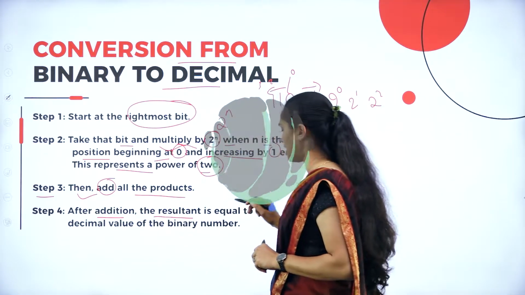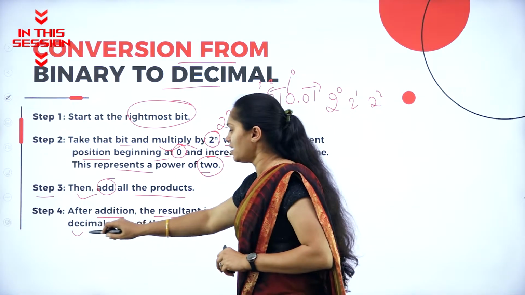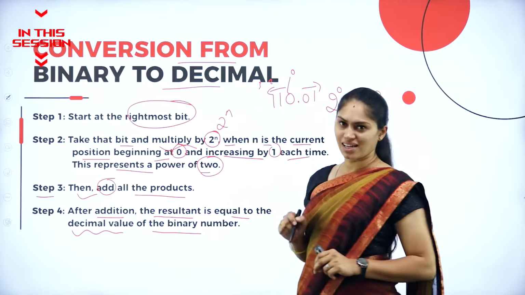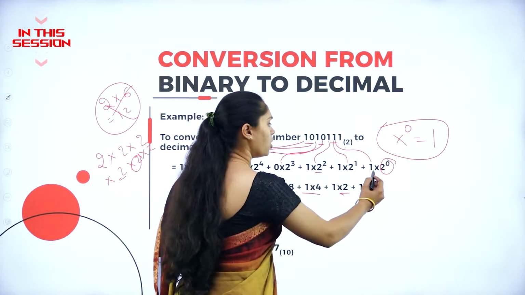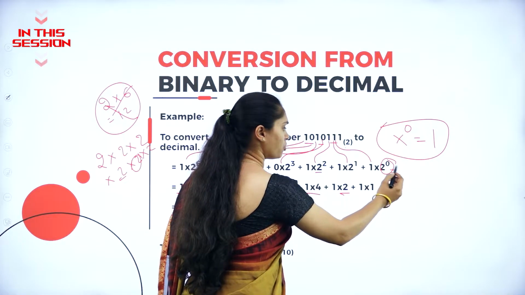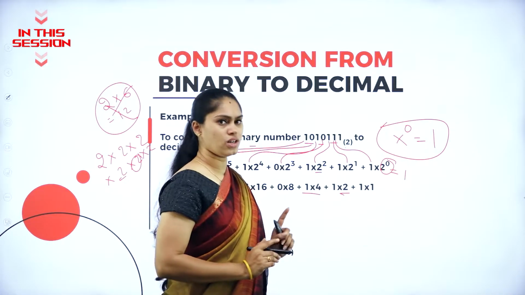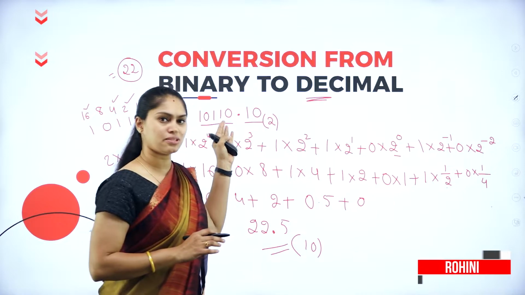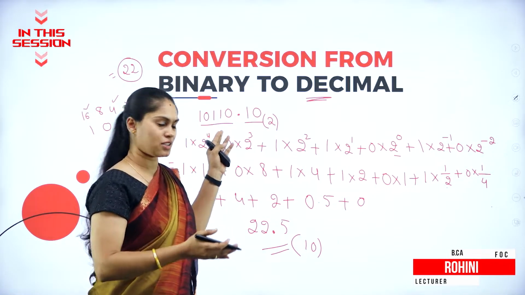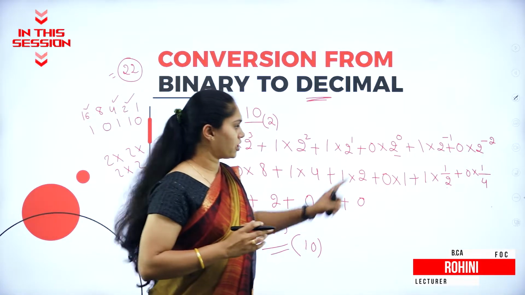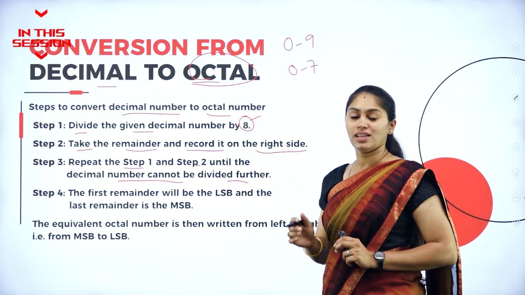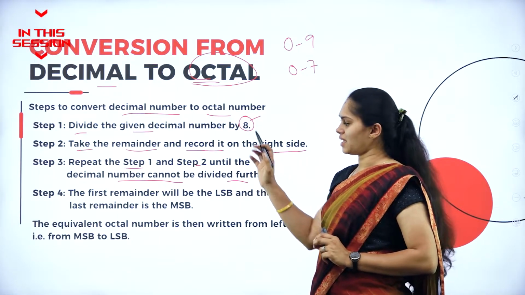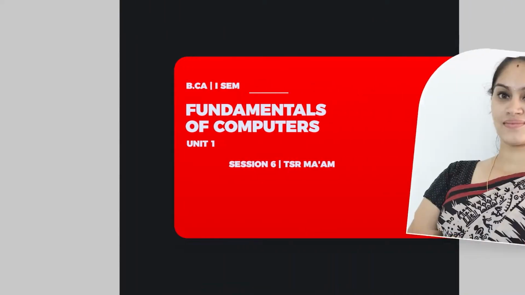After the addition, the resultant is equivalent to the decimal value of a binary number. So any number with power 0 is always equal to 1. Here, 1 into 1. Why? Because 2 power 0 is 1. 1 into 1. So wherever we have the binary point, to the right of that binary point you have to give a negative weightage, until the decimal number cannot be divided further, or when the quotient becomes 0, at that time we have to stop.